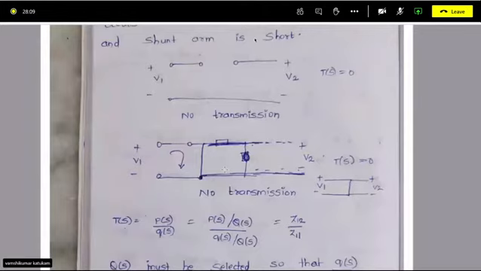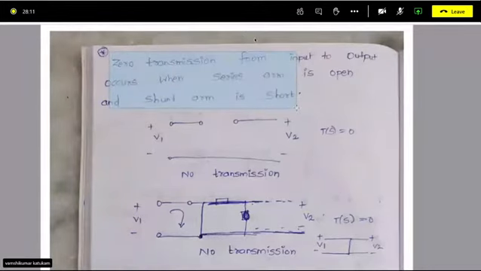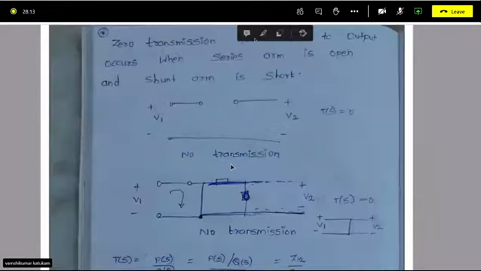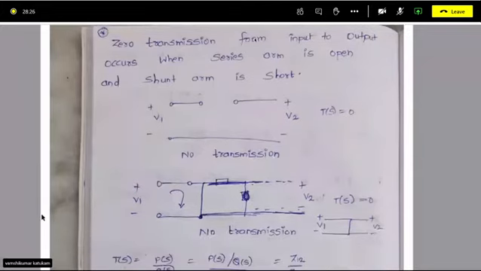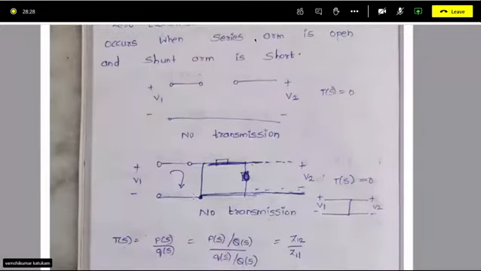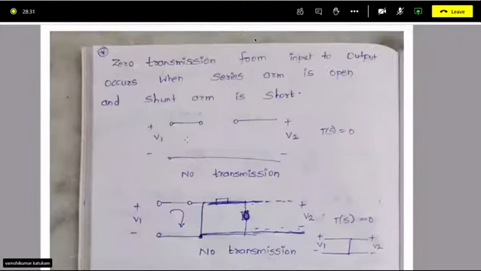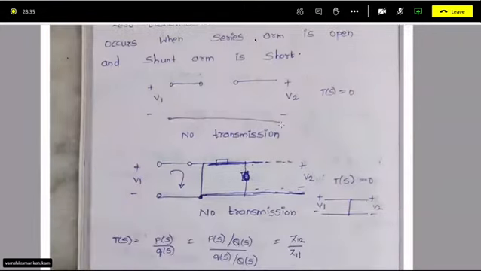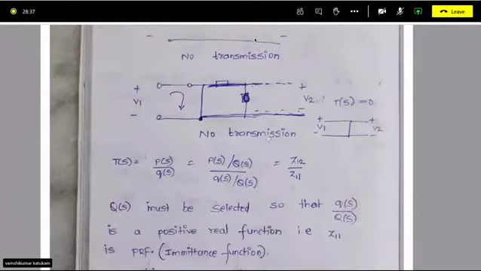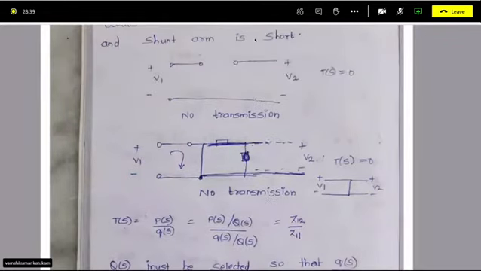So these are the two. This sentence is nothing but these two things, that is zero transmission. Zero transmission occurs from input to output when series arm is open and when shunt arm is short circuit. The case is the same: V2 upon V1 is 0 here because V2 is 0, it is short circuit, when series arm is open and shunt arm is short. So these are two basic things you should know.